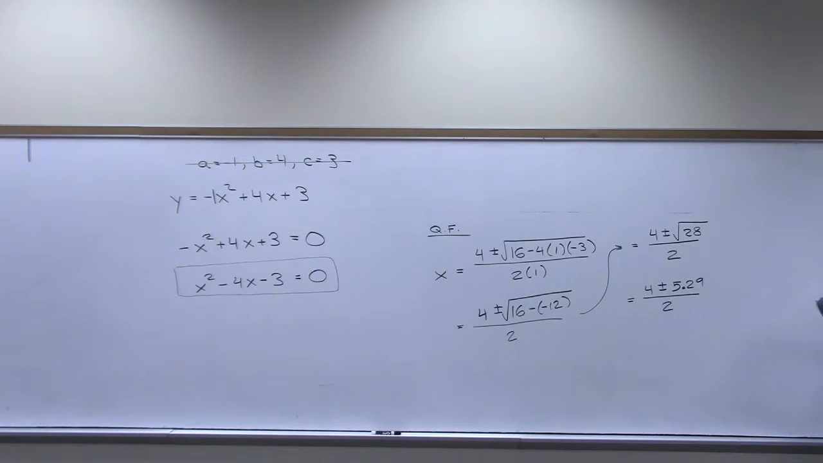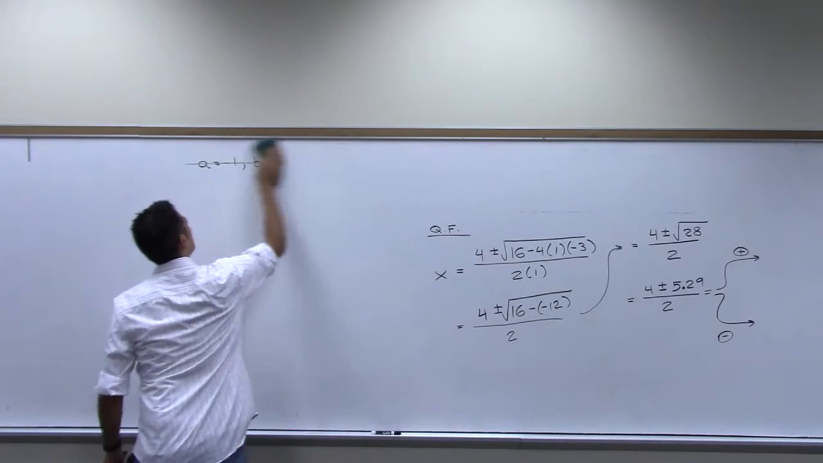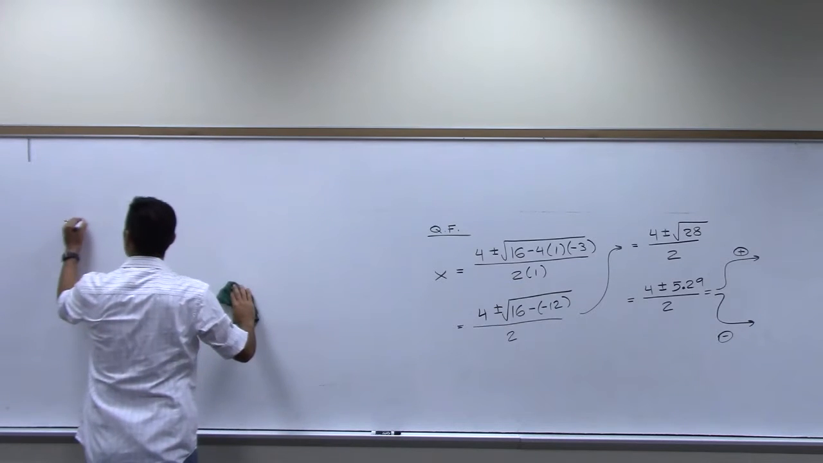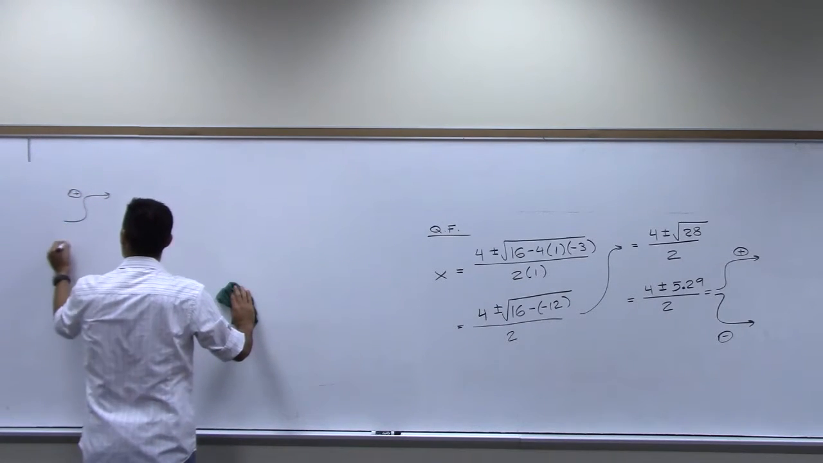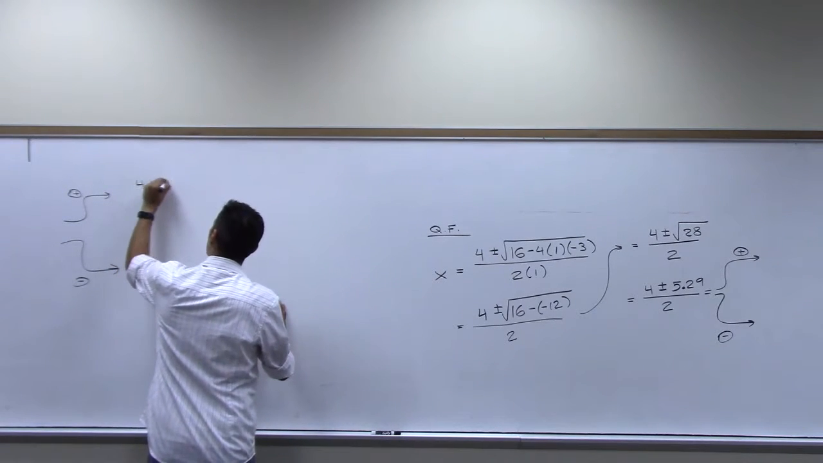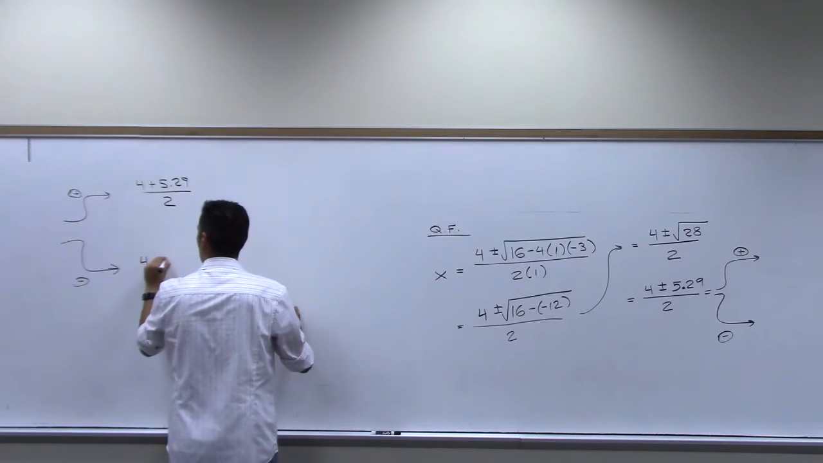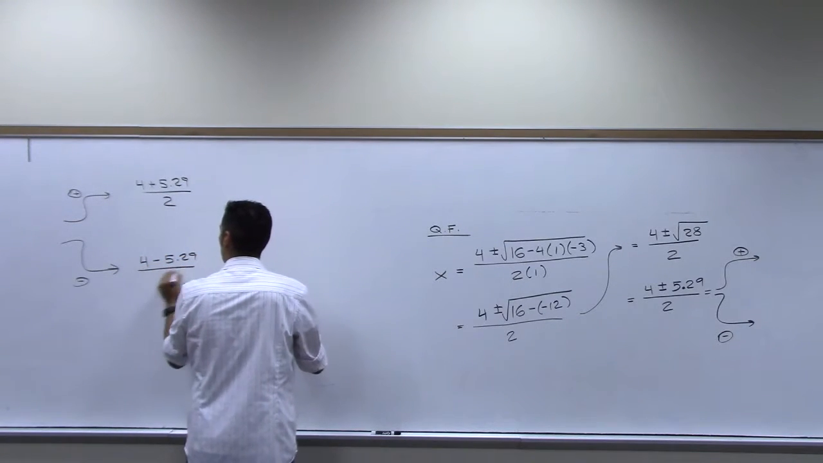And now we figure out what these 2 answers are. So do you remember me doing this? I'm going to take the plus case here. I'm going to take the minus case here and figure out what each of those come out to be. Does that look familiar? I'm out of room. Come back over here. So if I do that plus case and the minus case, the plus would be 4 plus 5.29 over 2. The other one would be 4 minus 5.29 over 2.